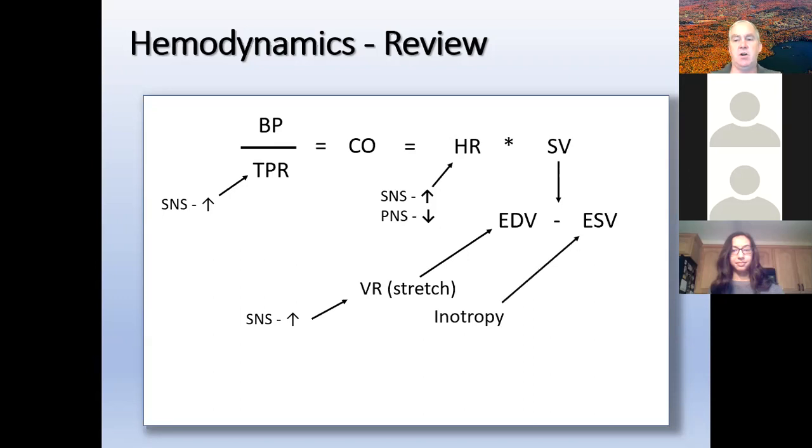And end systolic volume is controlled by a number of things. Inotropy, how hard is the muscle contracting? And that's controlled by the sympathetic nervous system.